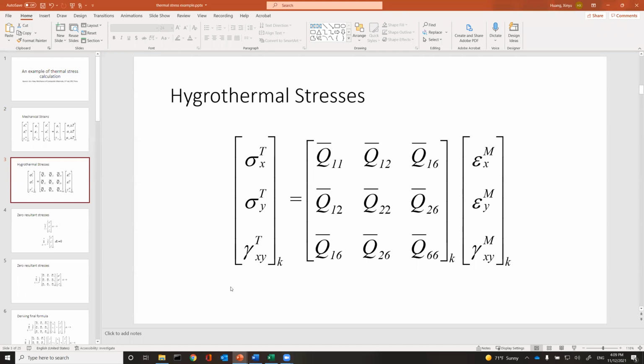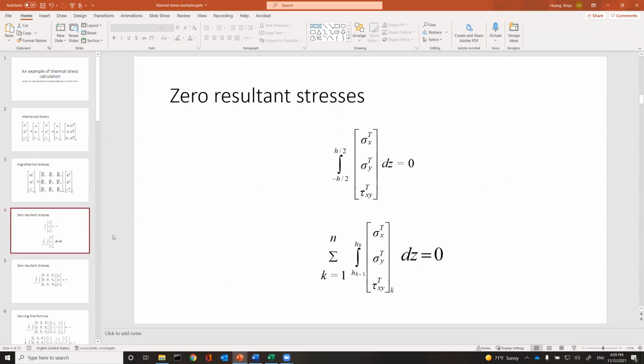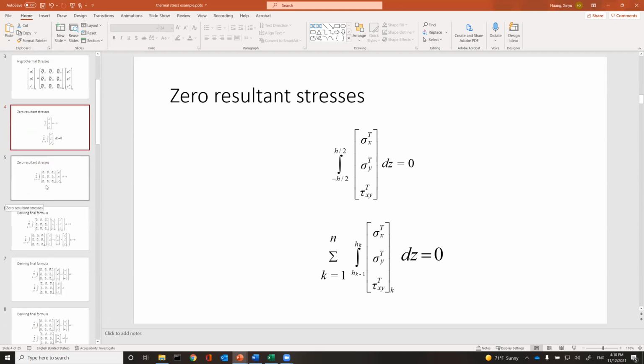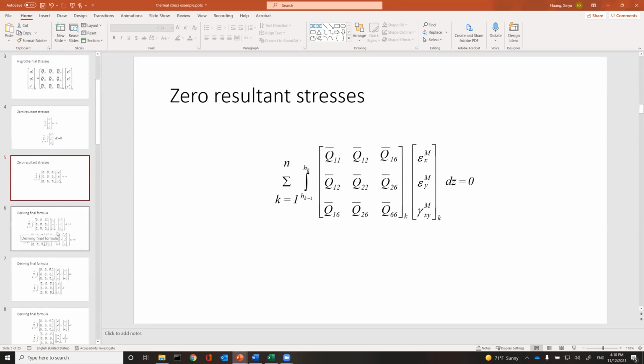Alright. And once you glue all the layers together, the layers come to self-equilibrium. There is a condition. If you cut the laminate in half, you add all the resultant forces from every layer together, and you should have a total stress of 0. So that's the condition. This is the equilibrium condition. This is a force equilibrium, and there is also moment equilibrium. You can also get moment equilibrium for the whole laminate.